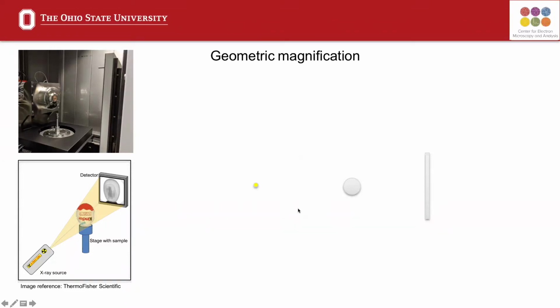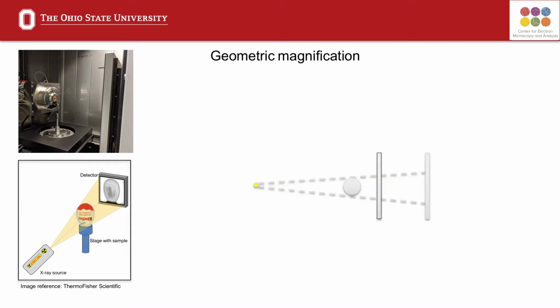Now we're going to look at an even more simplified diagram for when I explain geometric magnification. This little yellow dot represents the source, the large grey circle represents the sample, and the rectangle represents the detector. If we turn the X-rays on and capture a projection of the sample, the X-rays that pass through the sample would fill up this amount of the detector. If we bring the sample physically closer to the source, we get a larger magnification. If we move the sample further away from the source, we get a smaller magnification.